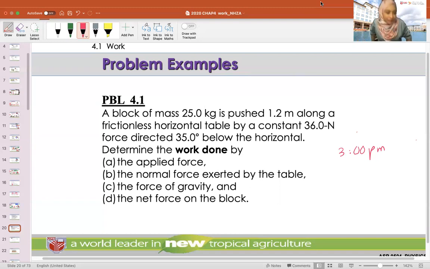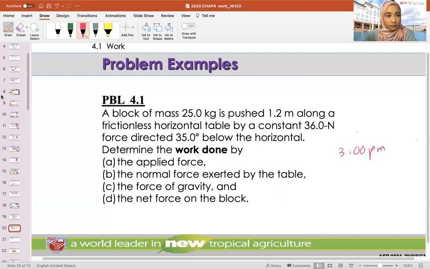Okay, it's already 3 o'clock. No questions from anyone? Okay, so everyone understands so far. That's good. Let's continue with this example. So I hope everyone is back and awake. If not, wake up, don't sleep.